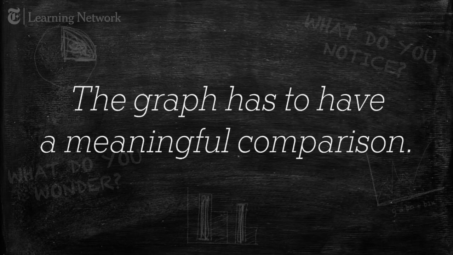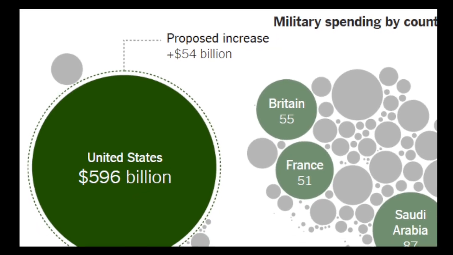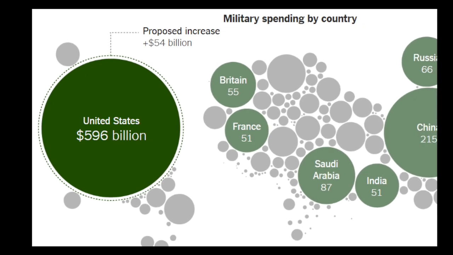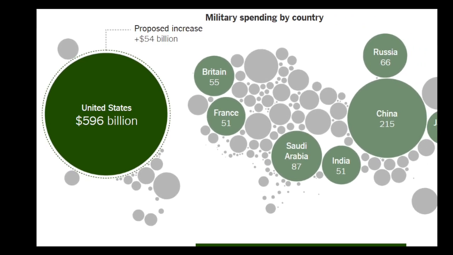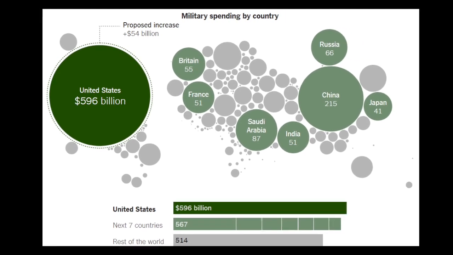The graph has to have a meaningful comparison. An individual number is kind of interesting, but think of the military budget one, which really brought that out. When you saw the size of the bubble for the United States, and you saw the size of the bubble for Saudi Arabia, that was pretty shocking.